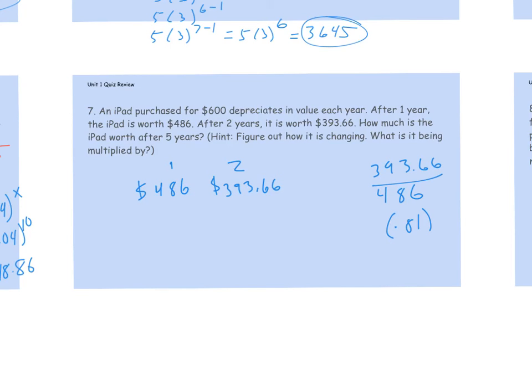0.81. So this is going down. It's going down about 19% a year. So we're just multiplying by 0.81. So a couple things we could do here, and you could check this work by taking 486 and dividing it by 600. 486 divided by 600. Let me do that quick. Yeah, and I get the same thing, 0.81. So my multiplier is 0.81. So we're going to do this.